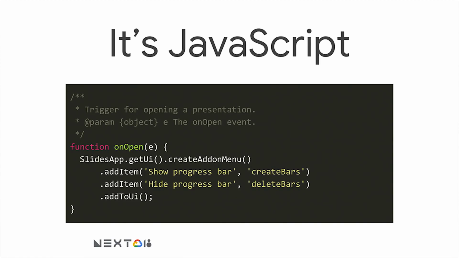Second, AppScript is really just JavaScript. Here's a function that opens a couple of menu items for your Google Slides add-on. We're just writing a simple function called onOpen, which takes a parameter e, and we're using this thing called SlidesApp to get the UI and create a menu.